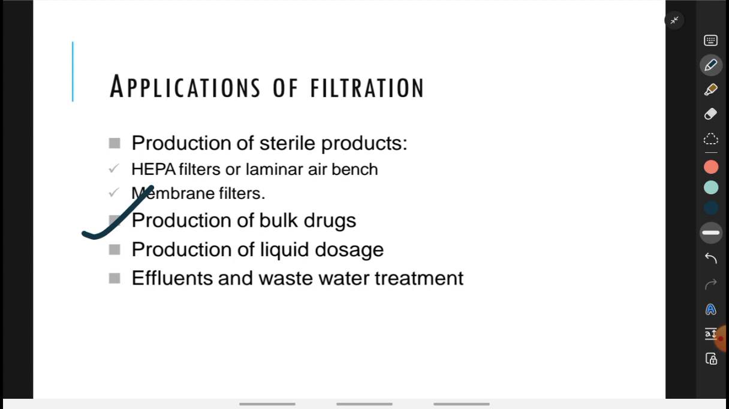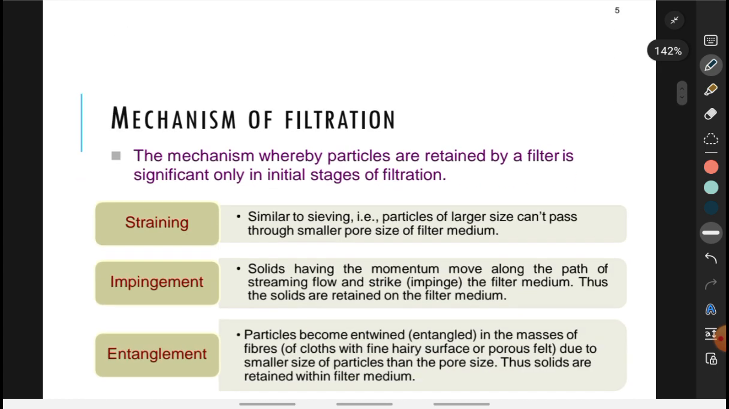Okay, and there are some objectives of filtration: to eliminate foreign particles, to recover the dispersed liquid, and to recover the solid material from a liquid. Those are the objectives of filtration.